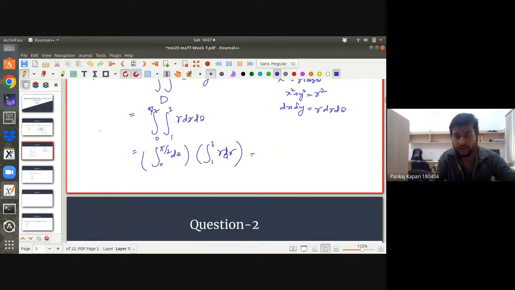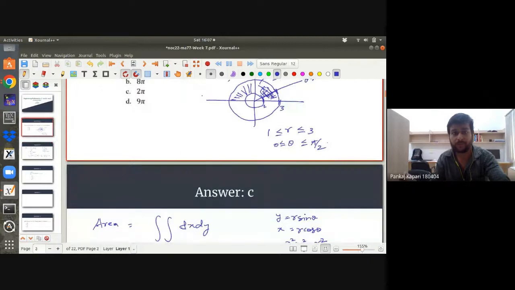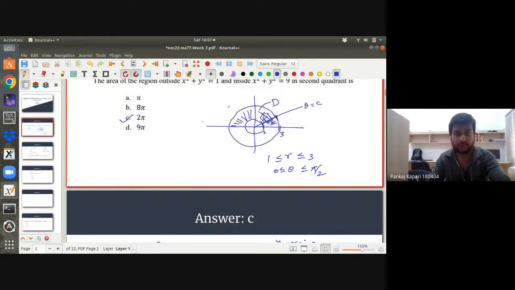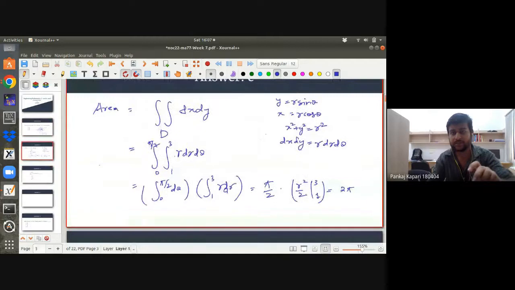That is precisely pi by 2 into r square by 2, putting limits from 1 to 3. So how much is it? It is 3 square by 2, which is 9 by 2, minus half, which is 4. So the area will become 2 pi. Okay, so option C is correct in this case. Are there any questions regarding this problem?